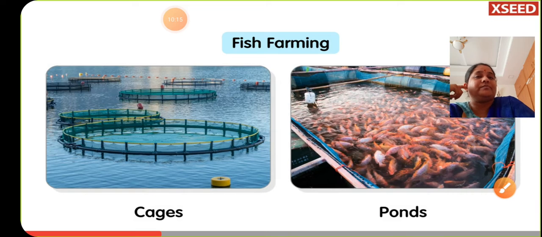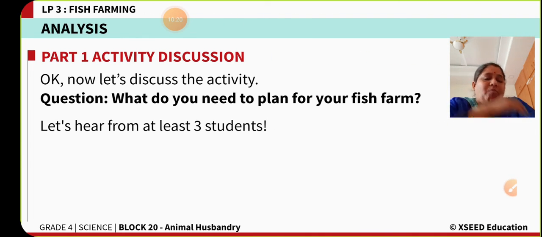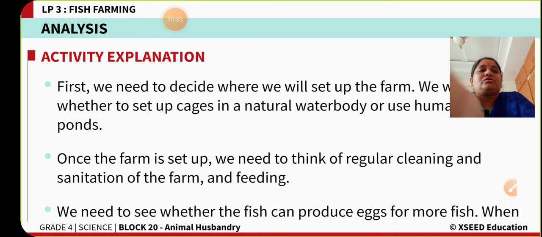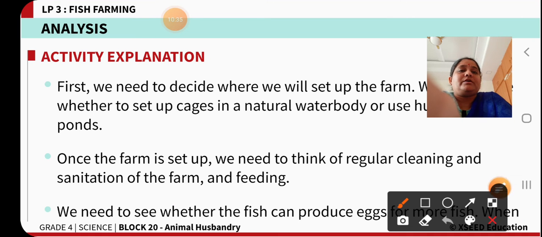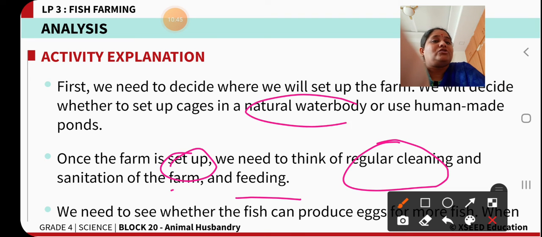Okay, children. After this, what do you need to plan for your fish farm? When you are planning a fish farm, the first and foremost thing you need is a setup which should be regularly cleaned, and the feeding, the food, and of course the natural water bodies present nearby your fish farm. These are the things that are needed every time.